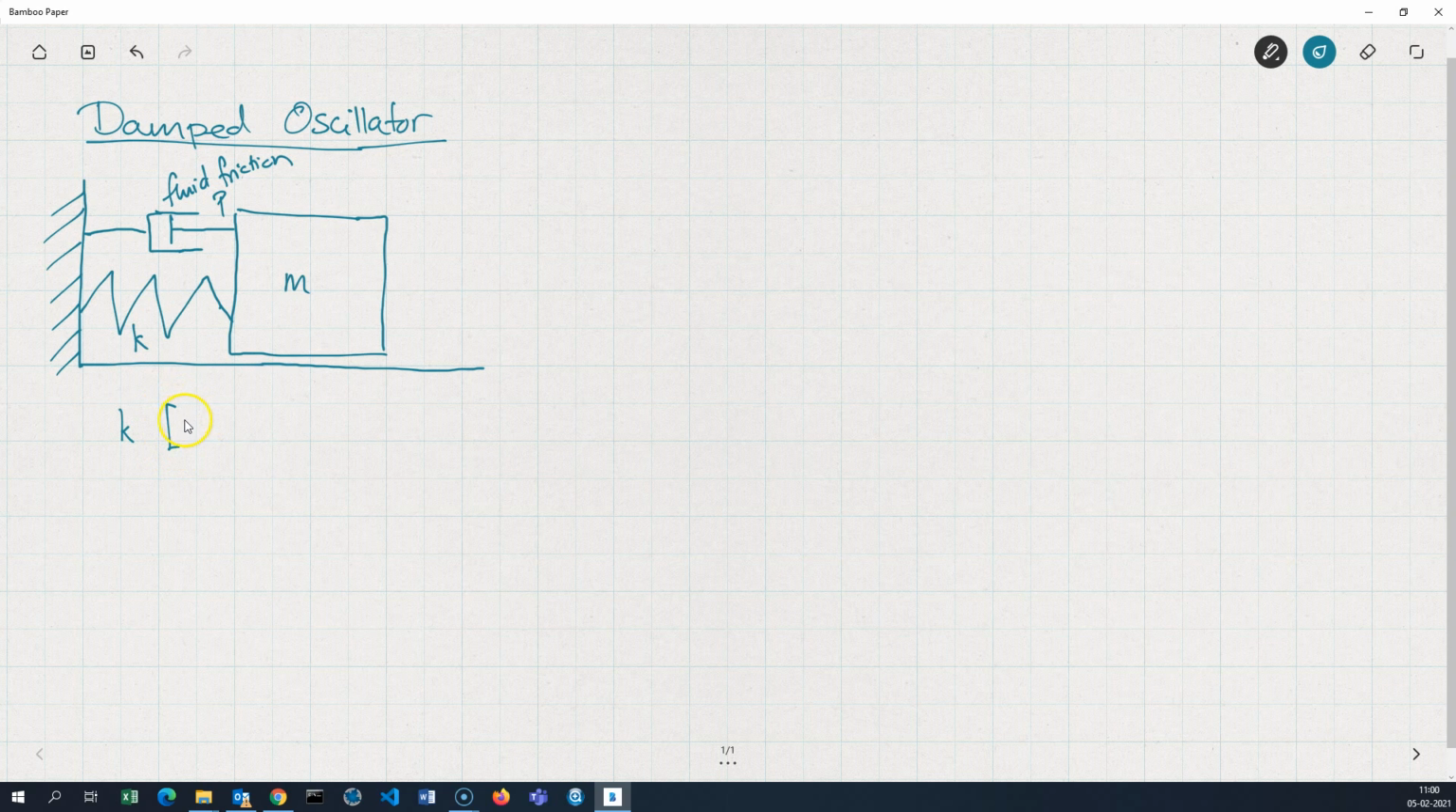It has units of newtons per meter, so it's a force per meter, and the fluid friction parameter has units of newton times second per meter.